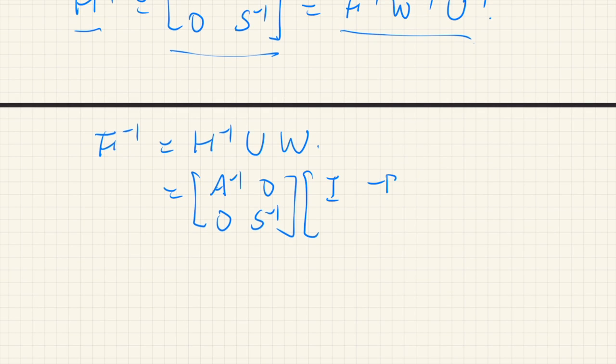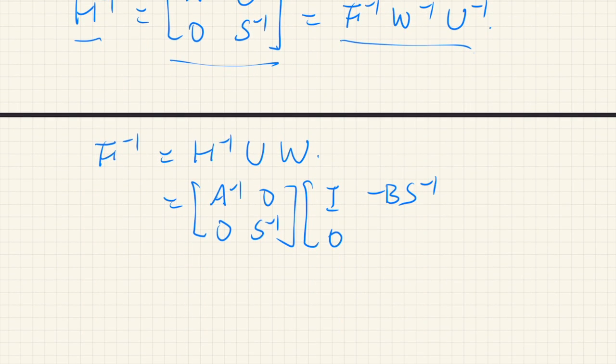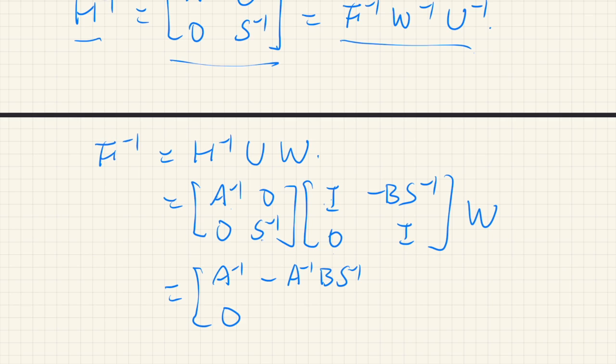So I, minus BS inverse, and 0, and I. And let's leave W as it is for now. So from here we have A inverse, 0, and minus A inverse BS inverse, and 0, and that's 0 and 0 here, and 0 and S inverse. Okay, now W is I, 0, minus CA inverse, and I.